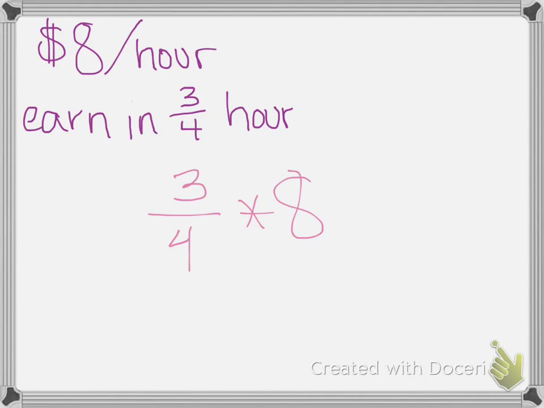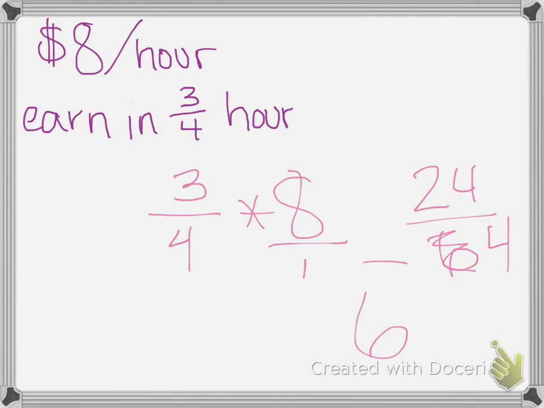Now we actually have to solve the problem. So 8 is the same as 8 over 1. 3 times 8 is 24. 4 times 1 is 4. 24 divided by 4 is 6. So your answer is $6.